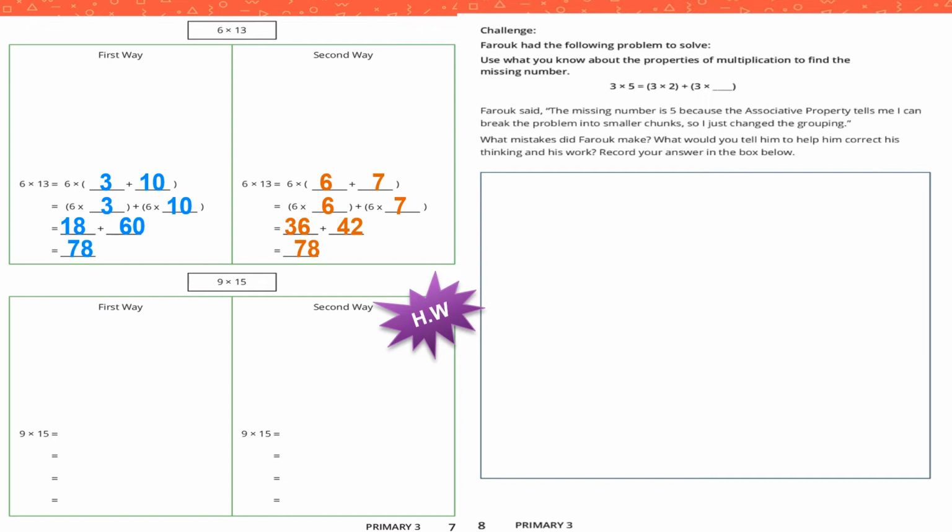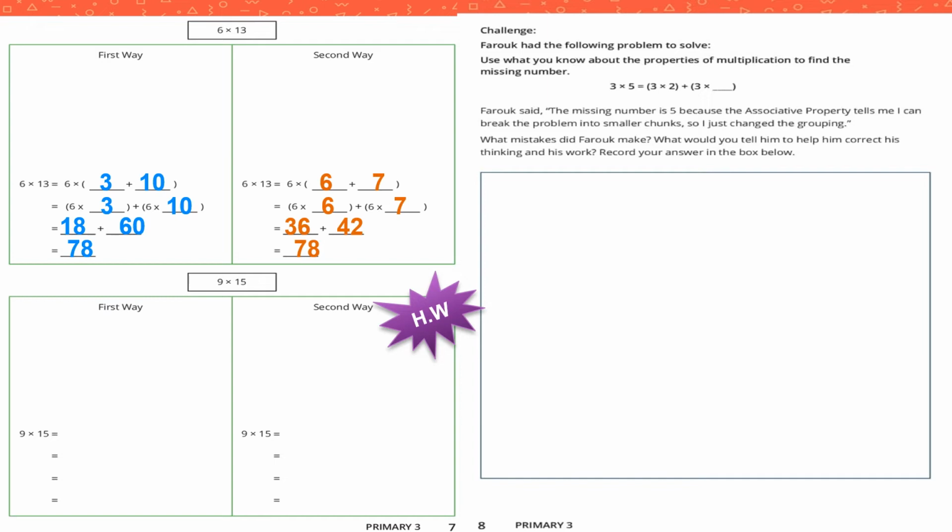First, I have here 3 times 5 equals 3 times 2 plus what? I have here two signs. It means this is not associative property. We said in associative property I have only one sign. But here we have two signs.